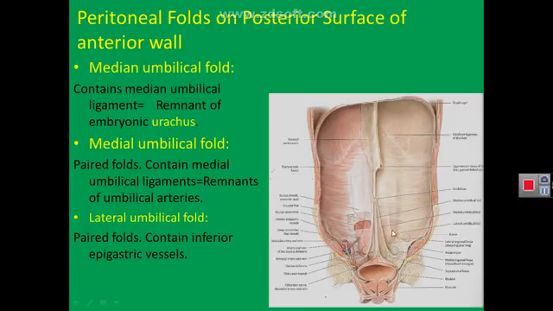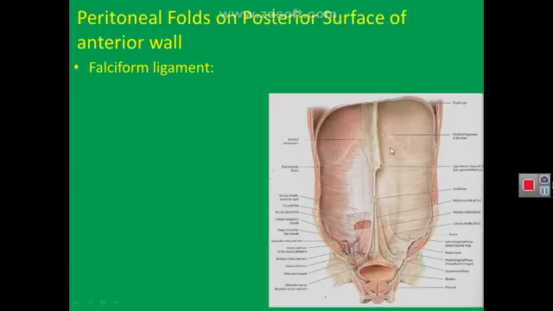And more laterally, you will find folds of peritoneum which are called lateral umbilical folds, that are folds of peritoneum covering the inferior epigastric artery, a branch of the external iliac artery that goes up to enter the rectus sheath, and in this region it will produce a fold called lateral umbilical fold or ligament.